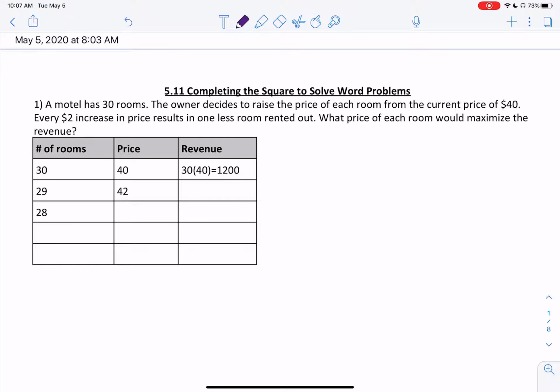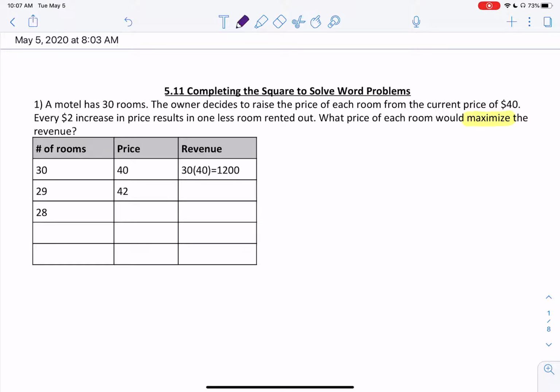So here's our situation. A motel has 30 rooms. The owner decides to raise the price of each room from the current price of $40. Every $2 increase in price results in one less room rented out. What price of each room would maximize the revenue? So similar to last lesson, when we see the word maximize, that's telling us that we will be completing the square or finding a vertex.